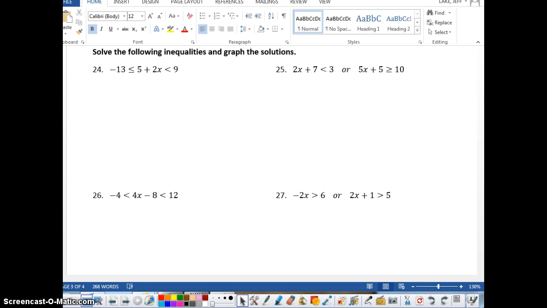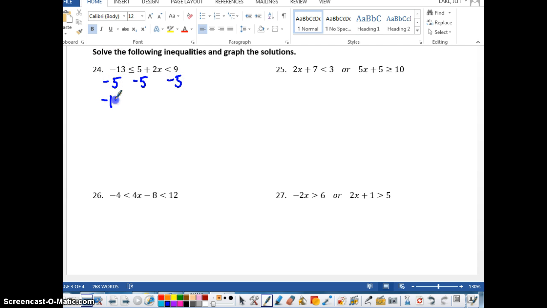All right, so for 24 and 26 here, they're asking you to solve for the following inequalities and graph the solutions. We have to get the x by itself. So these both end up being "and" problems here because they're all smushed together. There's only one big, gigantic inequality here, whereas over here, there's two separate inequalities. These are "or" problems.